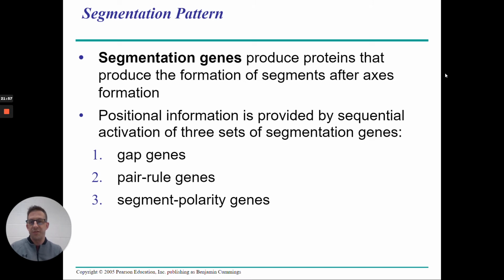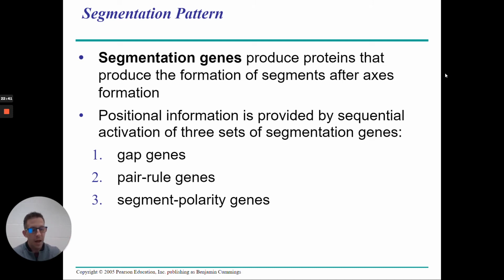We're going to use a set of genes called segmentation genes. They're not very creative in this case, but it makes sense, right? We call genes that are responsible for segmentation, might as well call them segmentation genes. And these segmentation genes produce proteins that produce the formation of segments after the axes are formed. Now, there are different types of genes. Positional information is provided by sequential activation of 3 different sets of segmentation genes. The segmentation genes are an overarching generic group, and within that grouping there are 3 specific sets that are going to be activated. They're called the gap genes, the pair rule genes, and the segment polarity genes.